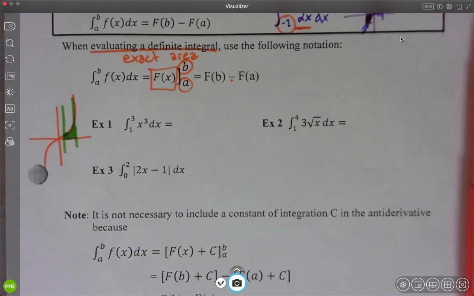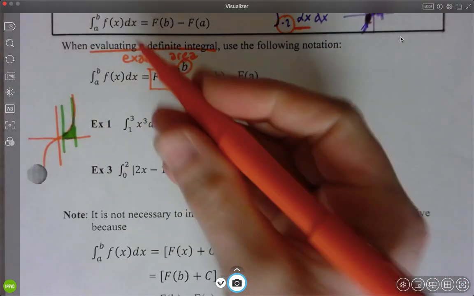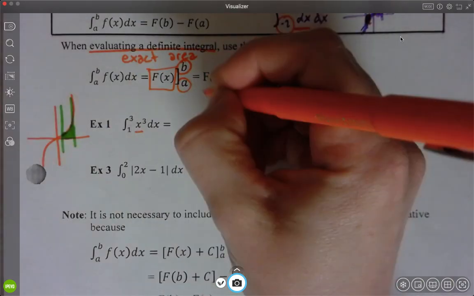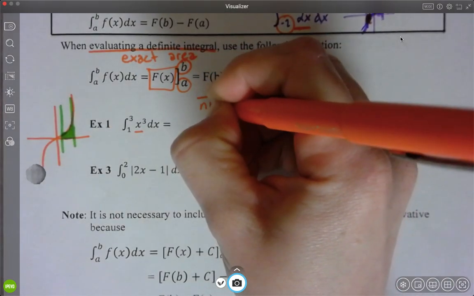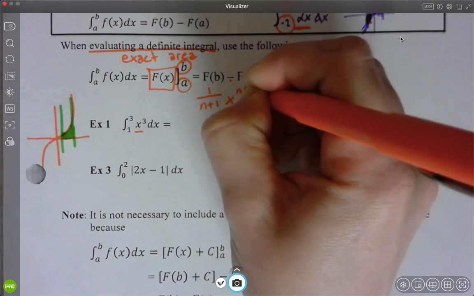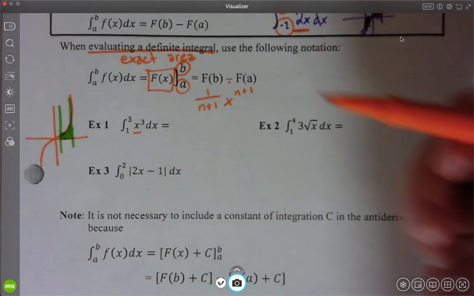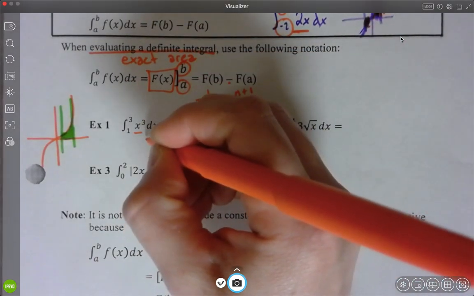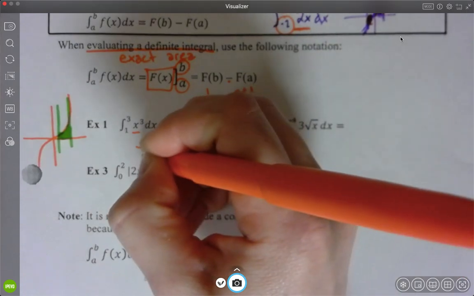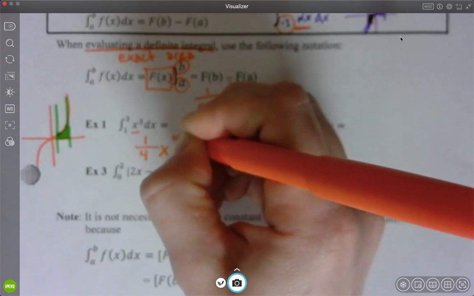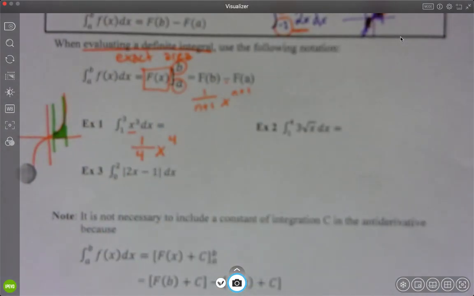So what I do is I find the antiderivative of x to the third. If you need to write the formula out, you sure can: 1 over n plus 1, x to the n plus 1 power, and we have to figure out this antiderivative. My n in this case will be 3, so this will be 1 over n plus 1, or 1/4, x to the 4th power. That's what the antiderivative will be.